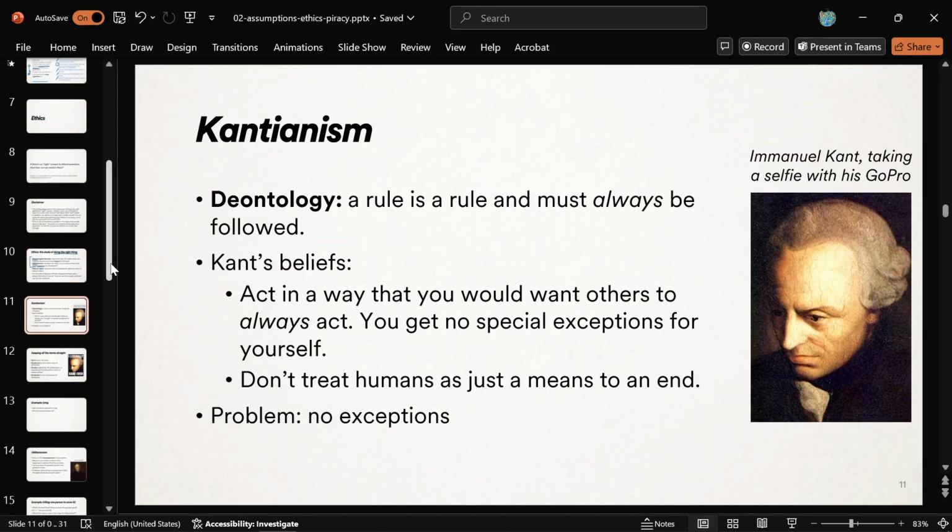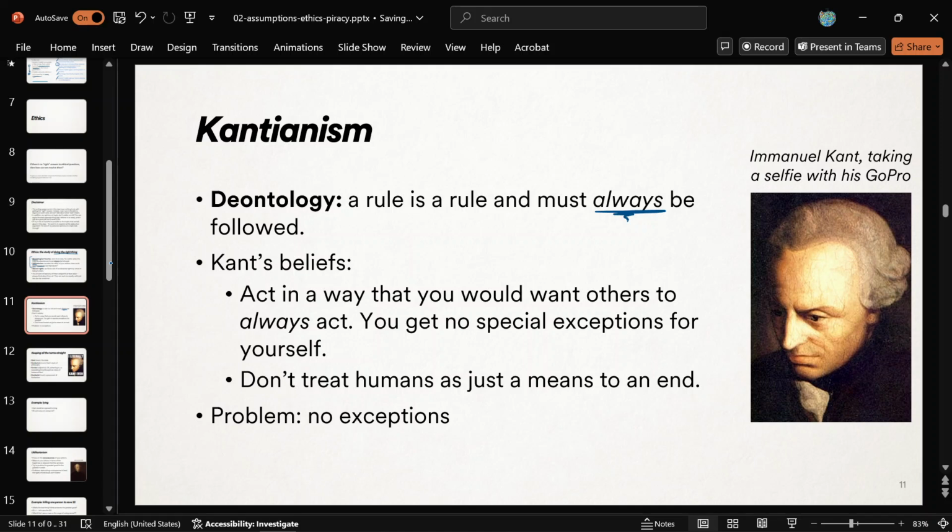This is a deontological theory. It's called Kantianism. All right, it's named after a dude. His last name was Kant. Immanuel Kant was his name, and he was a philosopher, and he came up with this philosophy of Kantianism, named after himself. And so it's a deontological ethical theory. That's a mouthful. And what it means, again, is that in this theory, a rule's a rule. You have to follow all of the rules. Always. You get no special exceptions. All right? So always is a very, very important word for Kantianism.